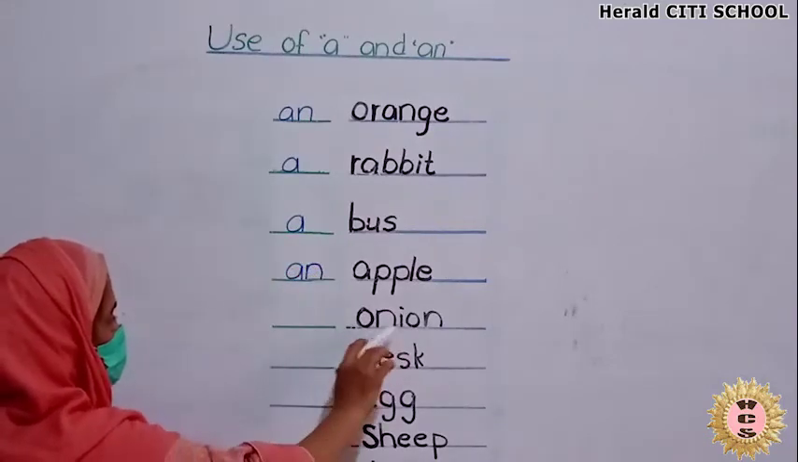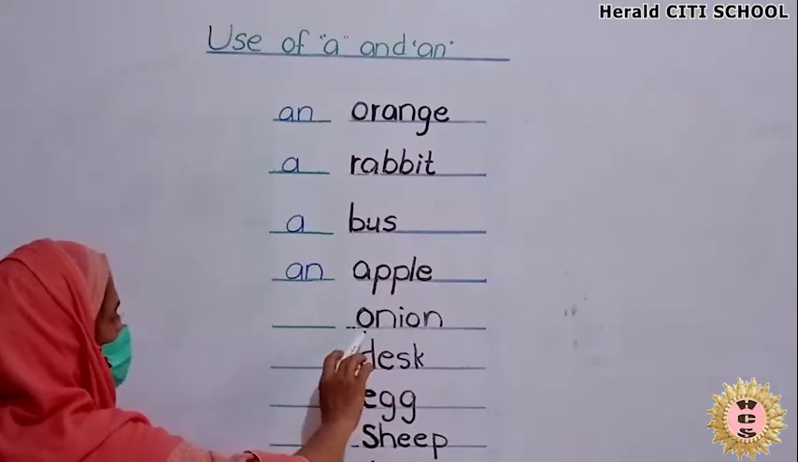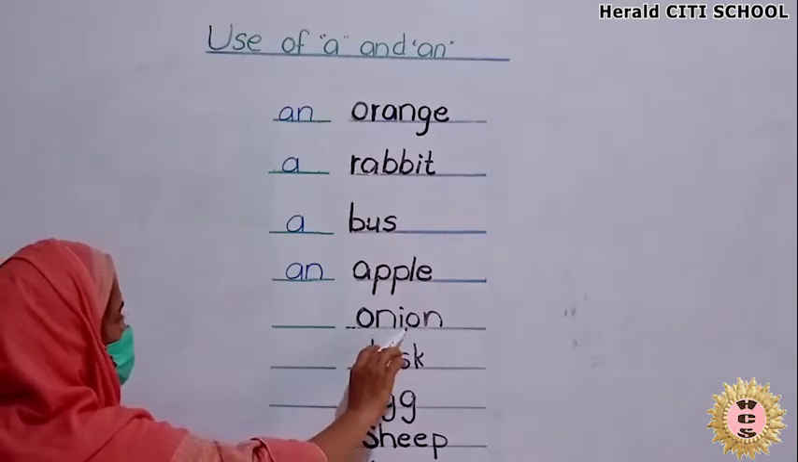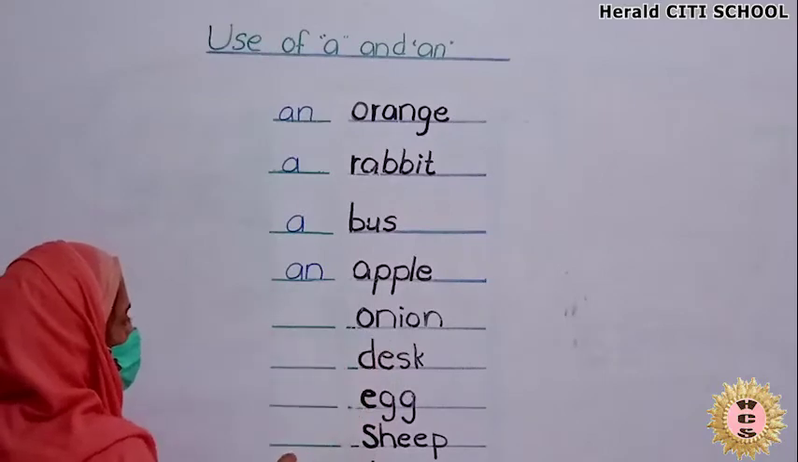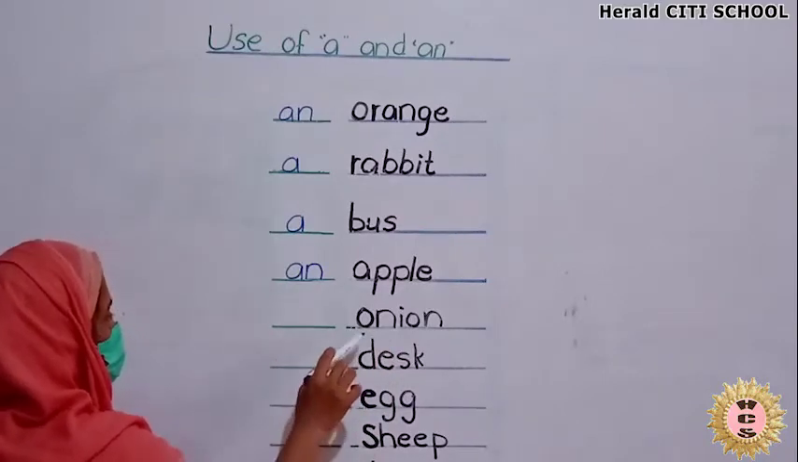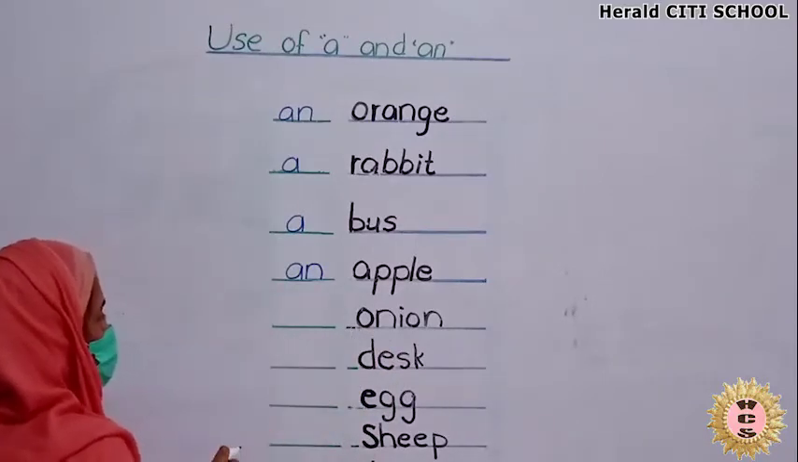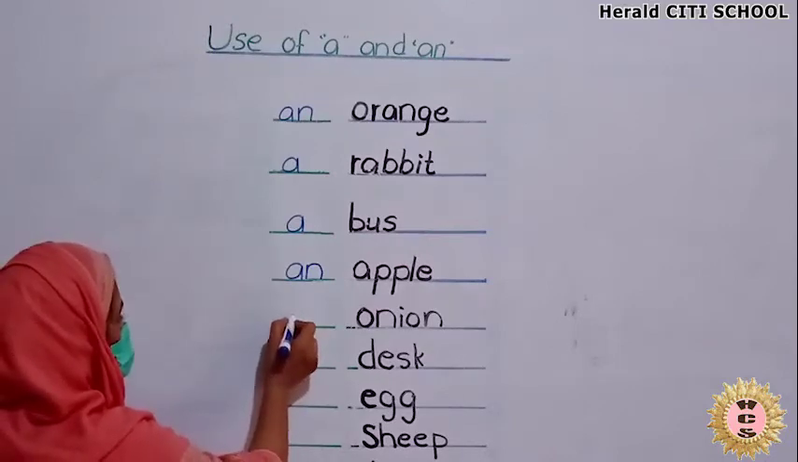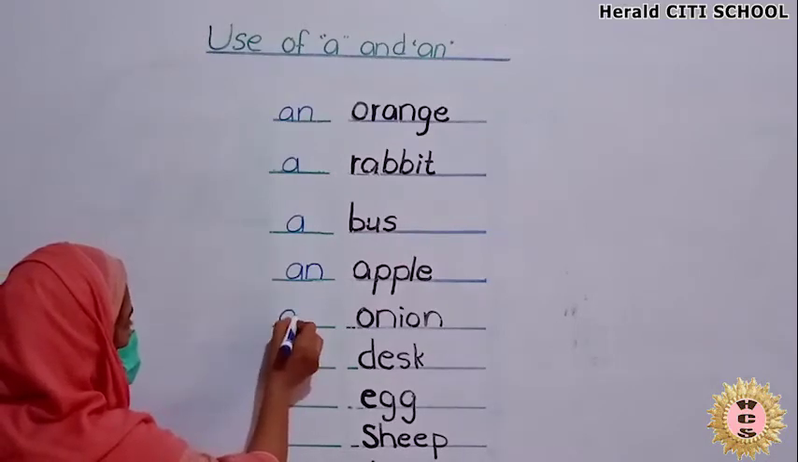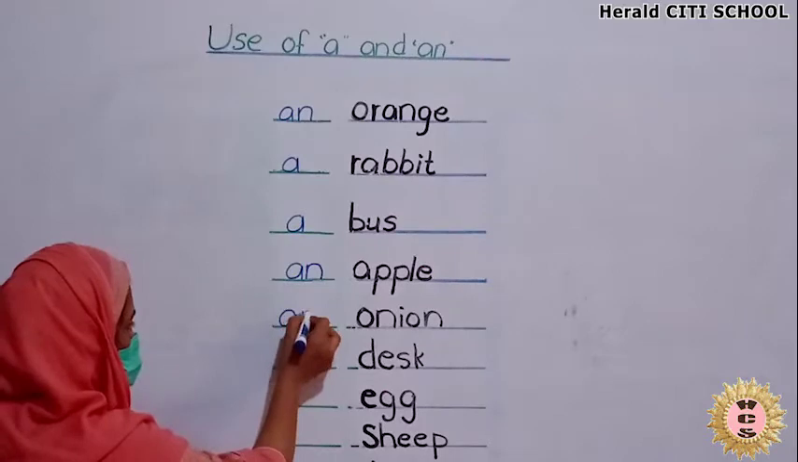This is onion. O-N-I-O-N. Onion. And this word starts with O, and O is a vowel. So we will write here AN.